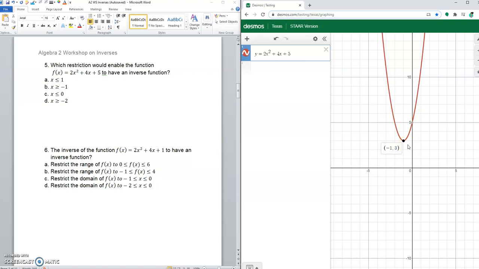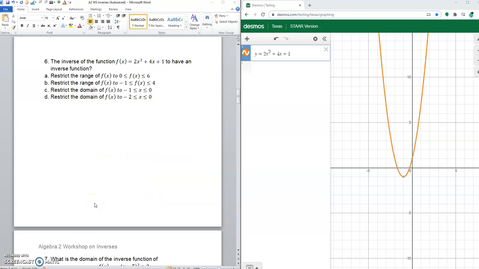And letter D is greater than or equal to negative 2, and negative 2 is right about here. And when you say greater than, it's all this right side. Again, this tiny part right here will not allow the horizontal line test. Therefore, the answer is letter B.